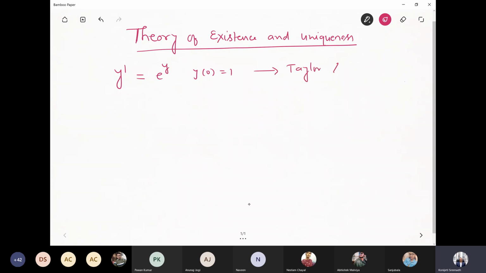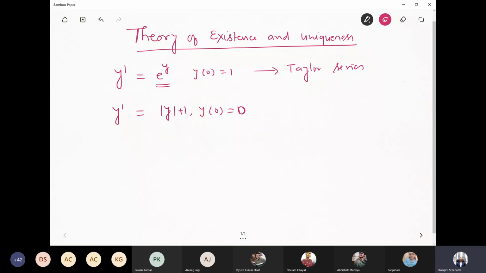That is because I can write the Taylor series of this function from the given data, and also because e to the power y is a real analytic function. Okay, so because of that you can do this. Now if we take an equation like y prime equals mod y, with y at 0 not 1 but say 0, mod y plus 1, let me take mod y plus 1.